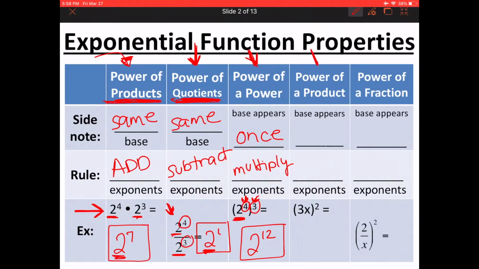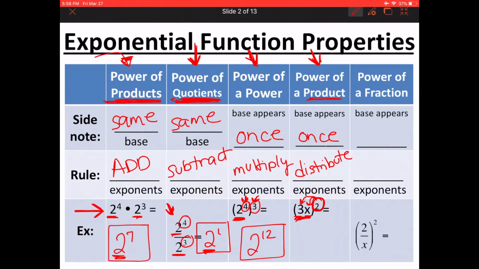Let's go to my next column, which is the power of a product. So now I have terms that are being multiplied, and I am raising them to a power, so an exponent. Notice here at the bottom, my 2 is the power for this entire product, the 3 times x. So the base still only appears once, because even though 3 is its own base and x is its own base, each of those bases are only appearing once. And what we are going to do here with the exponent is we are going to distribute it. So I'm going to take that 2, distribute it to the 3, and distribute it to the x.